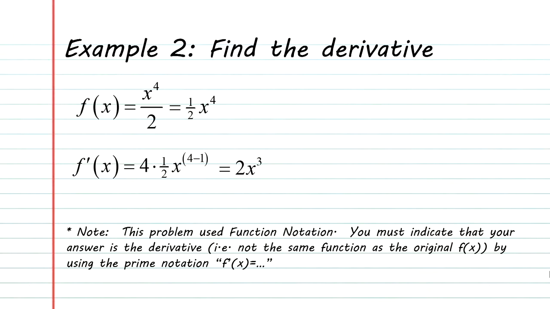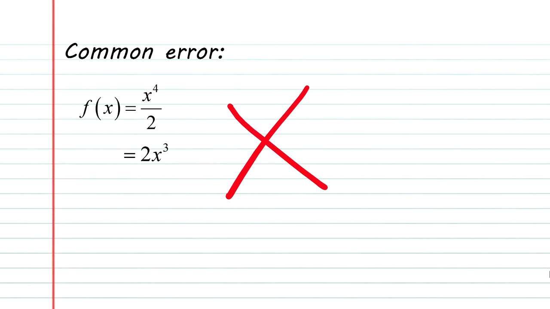Again, I would like to point out that this problem is slightly different than the last in terms of notation. In this problem, we used function notation. All right, so for function notation, you must actually then indicate that your answer is the derivative. So it's not the same function as the original function f of x. And we do that by using the f prime notation. A common error here is to say that if a function f of x is equal to x to the power 4 over 2, then the derivative is equal to 2x cubed without that additional indication that this is now a different function. So the statement that is given here is actually not true.